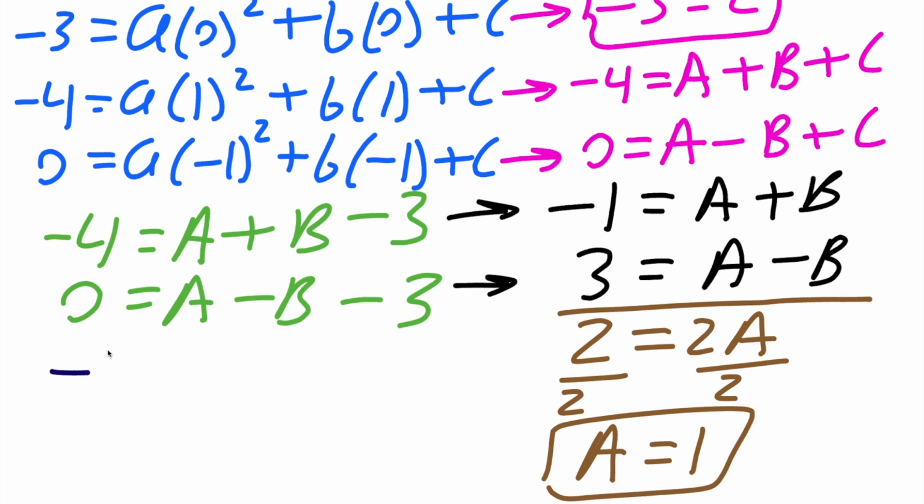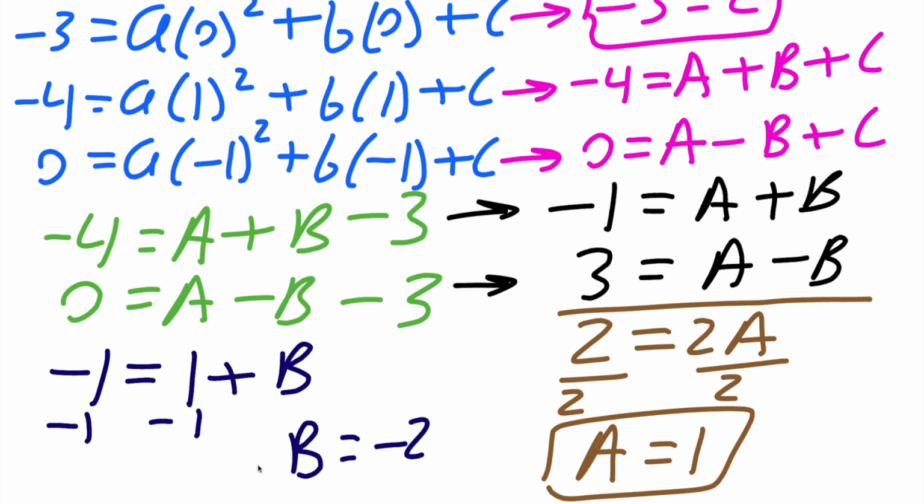So I got -1 is equal to A. A is now 1 because we said A is equal to 1, plus B. We want to get rid of this +1, so you could subtract 1 on both sides. So B is equal to -2. So now we know A, B, and C.